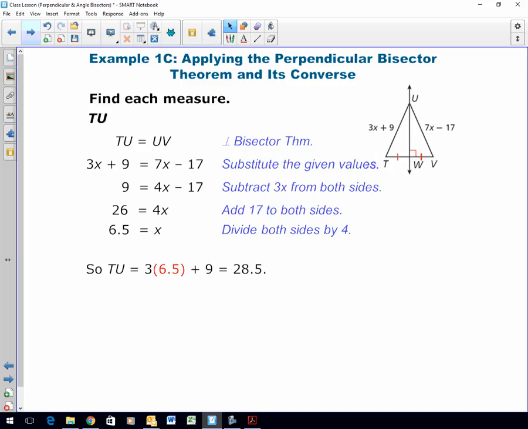All right, so here's what I do. It says find the distance from T to U. First, I've got to find my value for X by setting 3X plus 9 equal to 7X minus 17. I'll solve for X. I do all this work for you right here. Solve for X, plug X back in to get my answer. But once I find out that that's the perpendicular bisector, it means that those outside parts of this triangle are congruent.